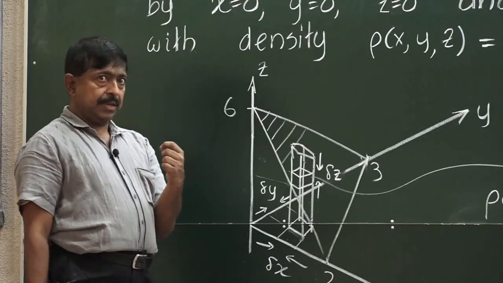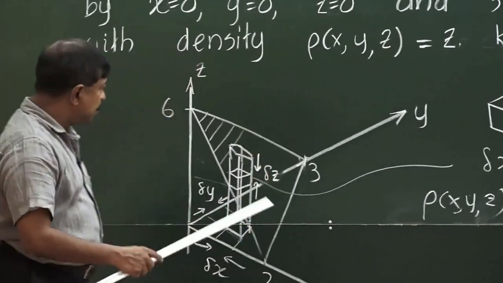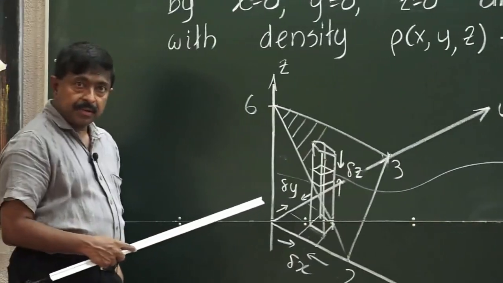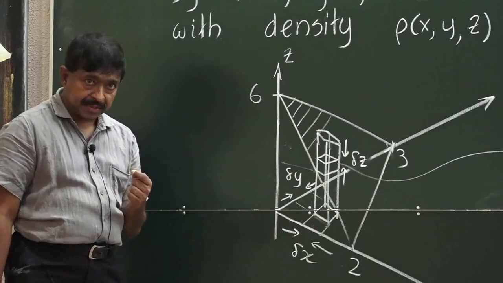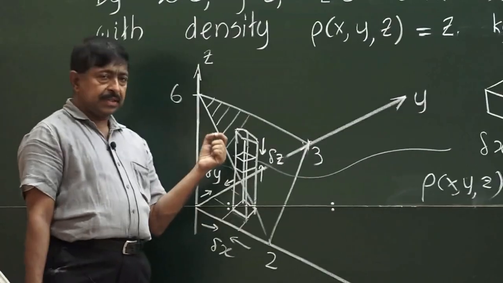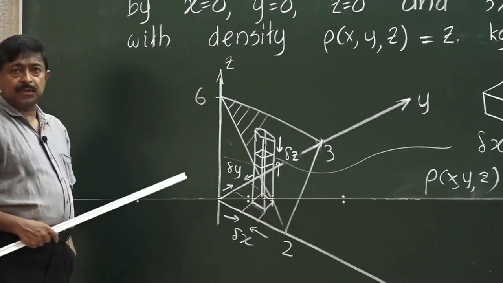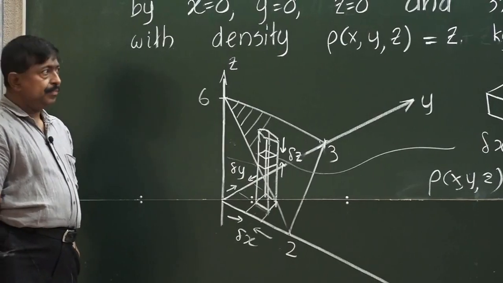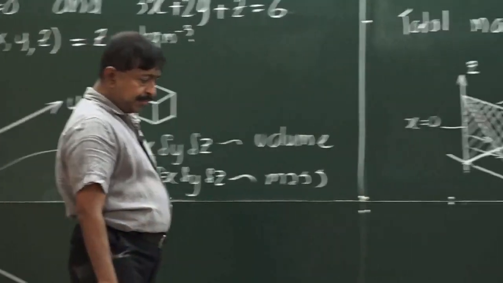Similarly, in vector fields, sometimes you will get an object with variable charge density. So if you want to find the total charge, you can employ the same technique to find the total charge of that object. Okay. So with this, the introduction is over.